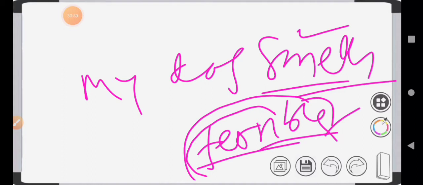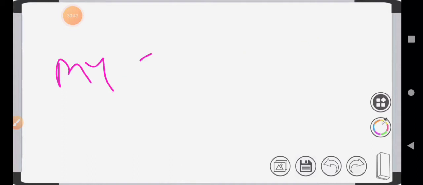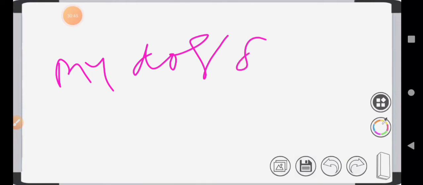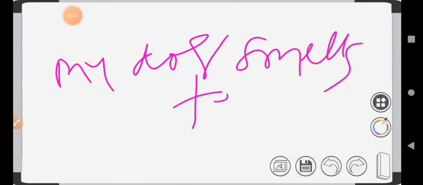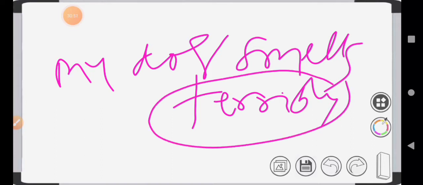That is entirely different. For example, my dog smells terribly. Terribly is an adverb. It is an adjunct.